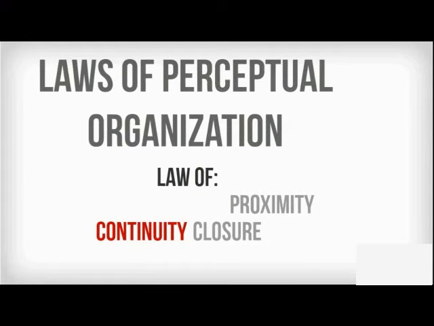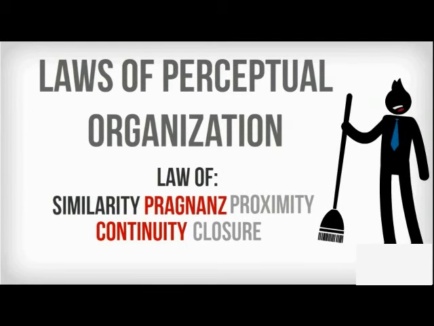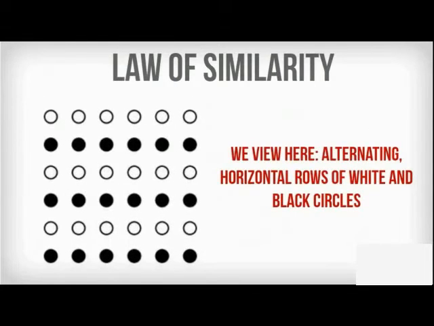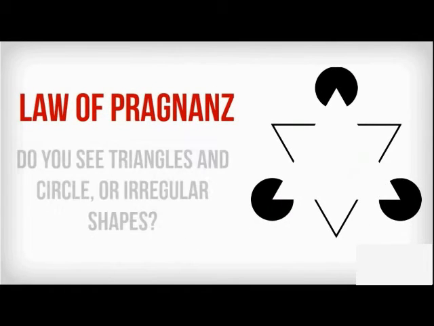They also created the laws of perceptual organization: similarity, pragnanz, proximity, continuity, and closure. The law of similarity says that things that are similar tend to be grouped together, like the image here, rows of white and black circles. The law of pragnanz states that reality is reduced to the simplest form possible. In the example here, there are 3 circles and 2 large triangles overlapping, but it's a 2-dimensional drawing. Technically none of the shapes are really present.